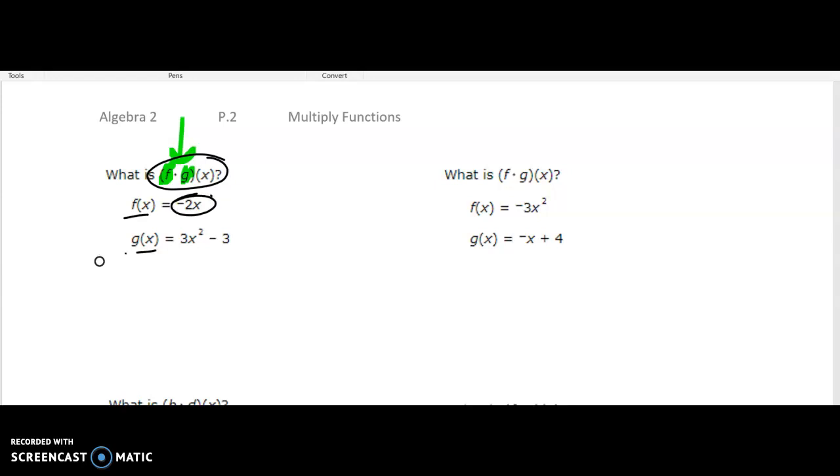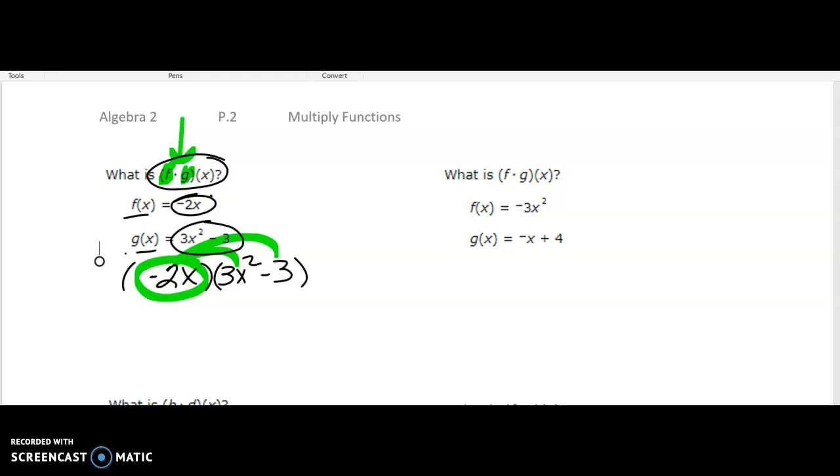What is f? Negative 2x. What is g? 3x squared minus 3. So it's going to be f times g. We're going to put negative 2x in for the f, 3x squared minus 3 in for the g, and we're going to take everything in here, times it to everything in there.